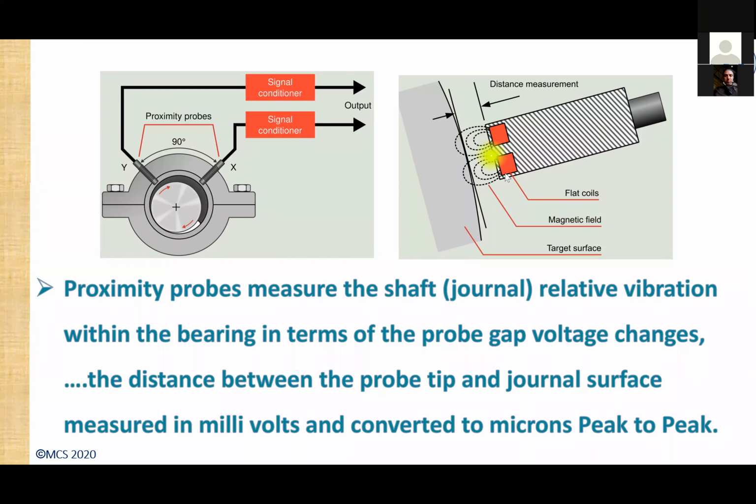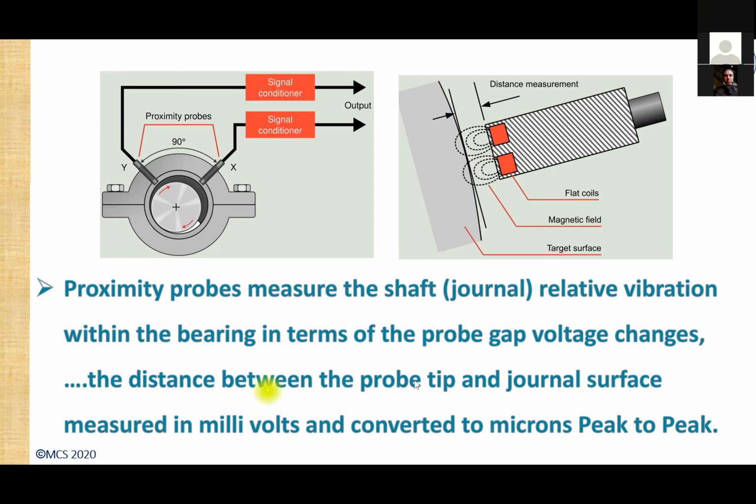It basically generates a high frequency radio signal, and when the target material, the shaft, comes within this vicinity, it sets up a magnetic field, and the field strength varies depending upon the position of the shaft. So as and when the shaft changes its distance, the field strength varies, and that is converted into millivolts, and the distance is measured in millivolts.